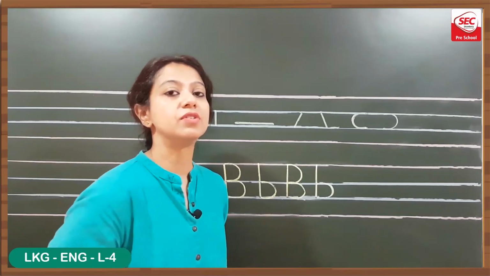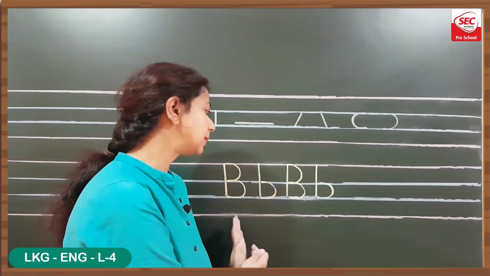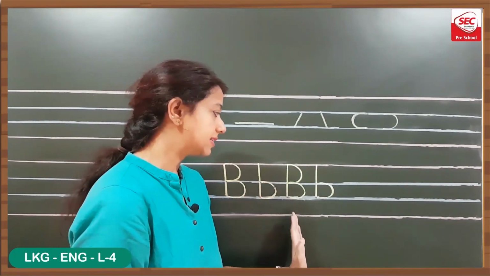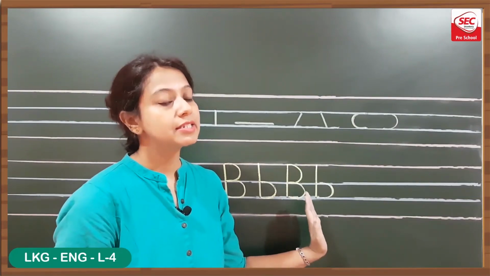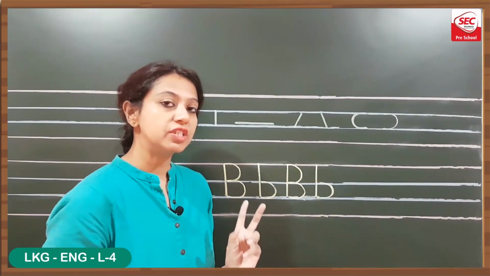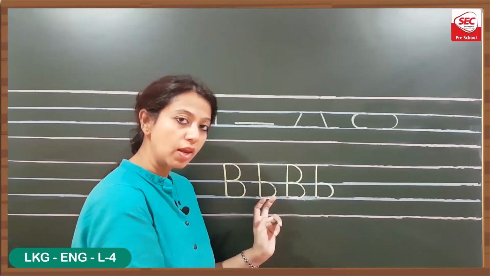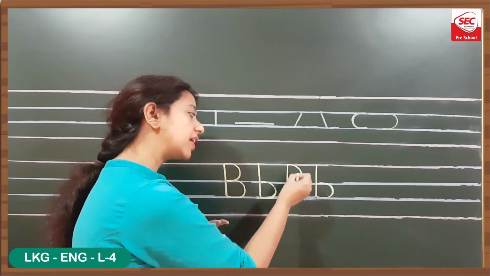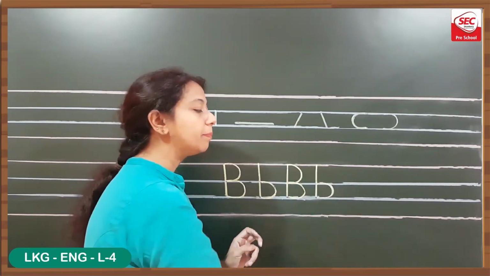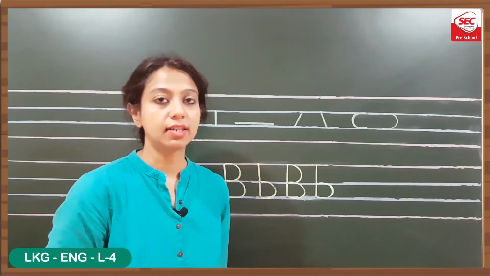See, I have written small b. This is capital B, this is small b. The only difference between the capital B and the small b is, in capital B we have 2 curves, but in small b we have only 1 small curve.